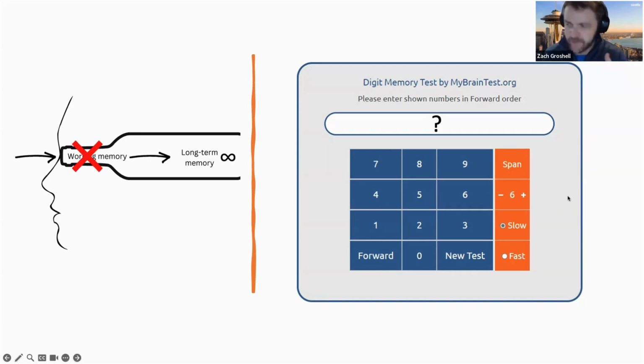By the way, if you had to repeat the numbers back, pat yourself on the back. If you did it in reverse order, this is the order of the numbers. And that experience, I love to give that to students.